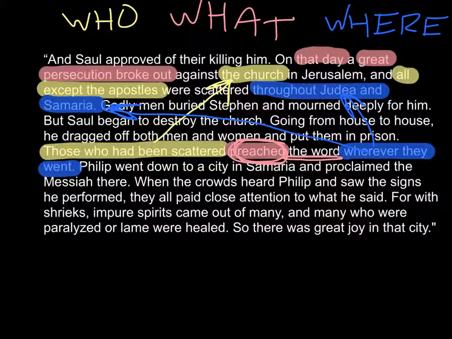Now, what's cool about this is just observation. We haven't interpreted anything. We haven't applied anything. We're simply asking who, what, where, when, why, how. We're just looking at the text to build a framework which we can then start to study within. Because when you observe well, you can interpret well. And when you interpret well, you can apply well. That's the reason we do it in this order. We want to treat the text like this every chance we get so that we don't draw conclusions that Scripture has no intention of making.